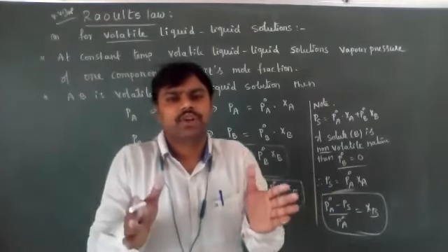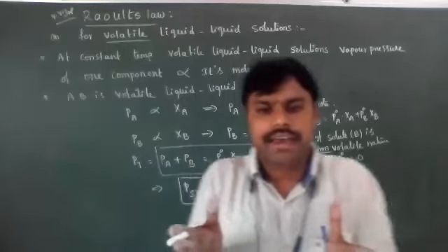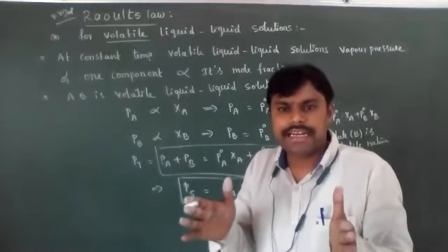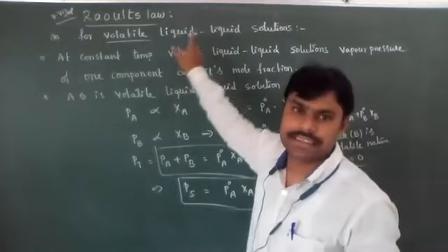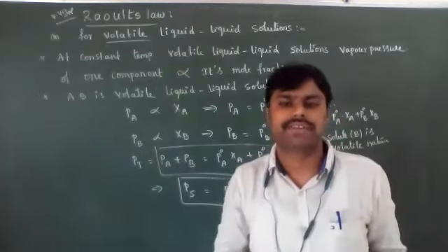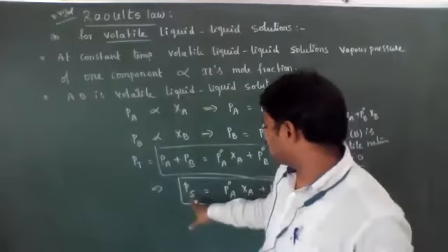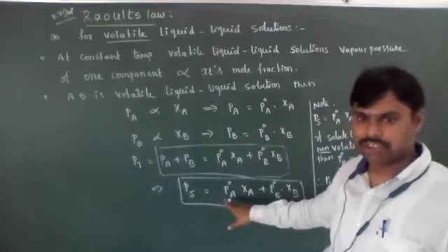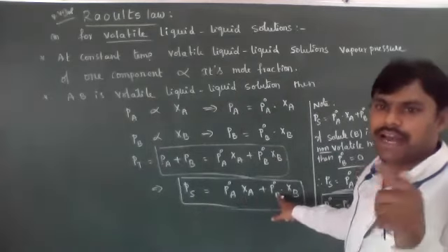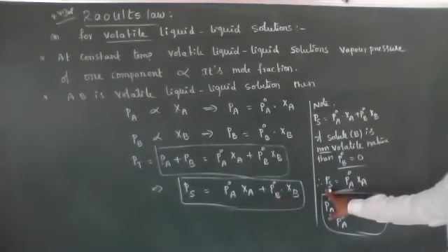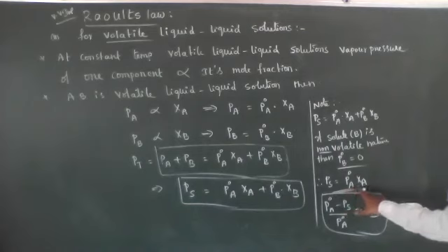So liquid solutions are of two types. Yes Abhay, listen carefully. One is volatile liquid solutions. The second is non-volatile liquid solutions. In the volatile case, the total vapor pressure is equal to P naught A into XA plus P naught B into XB. If a non-volatile solute is present, then the total vapor pressure is equal to P naught A into XA.